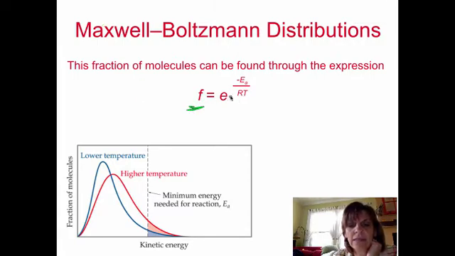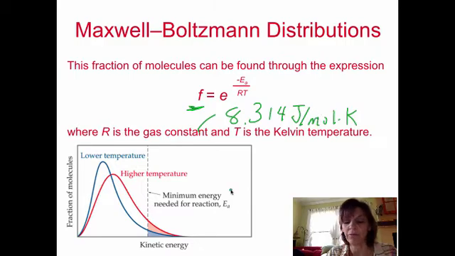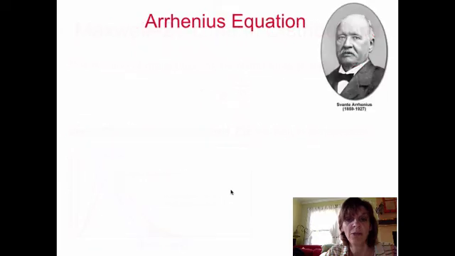And it equals e to the negative EA over RT, where EA is the activation energy, R is the gas law constant, and T is temperature in Kelvin. The gas law constant is 8.314 joules per mole Kelvin. Something you're always given, but I thought I'd put it out there for you. So we're going to use that.